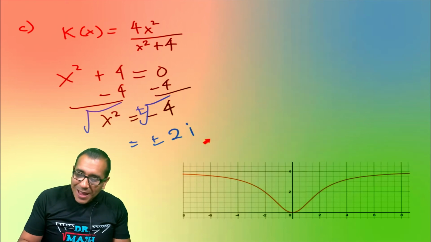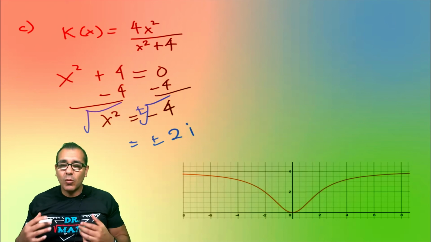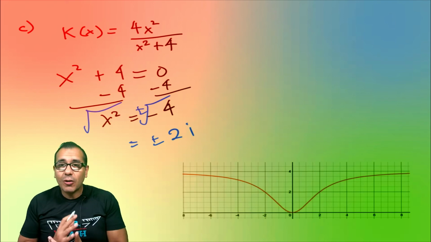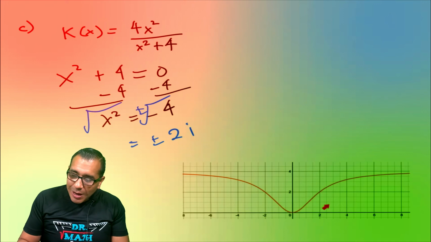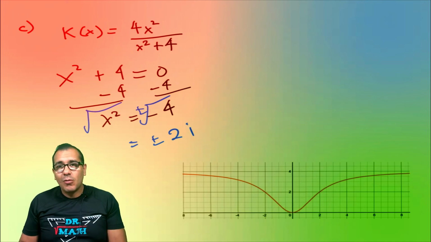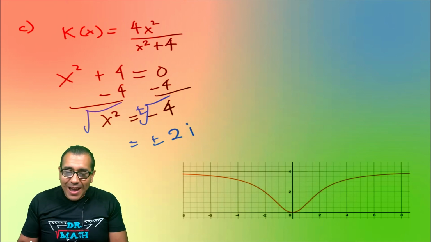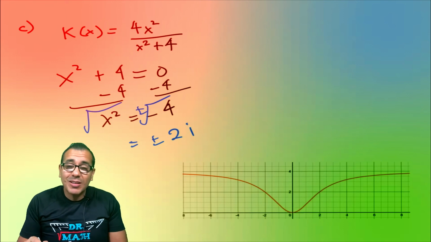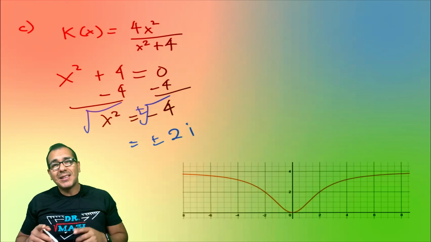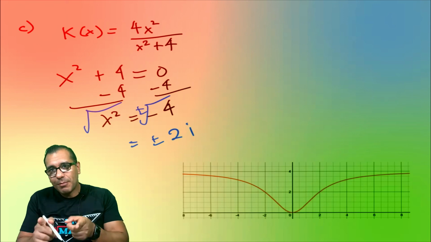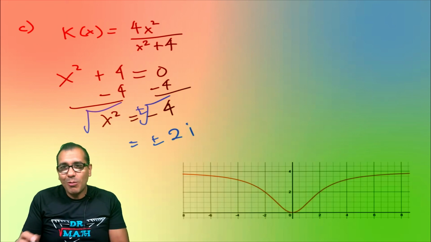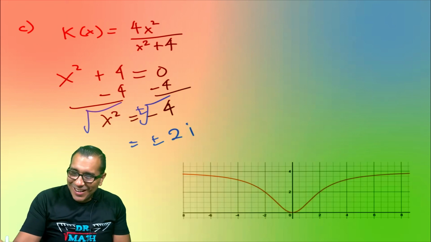So when you get an imaginary answer here, what that means is we are not going to have any vertical asymptotes. And when we look at the graph down here, that's exactly what we notice. There are no vertical asymptotes. So again, when our answer comes out imaginary, what that's telling us is there are no vertical asymptotes. All right, mathletes.